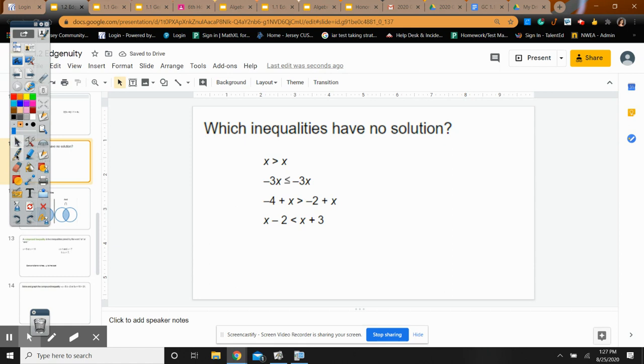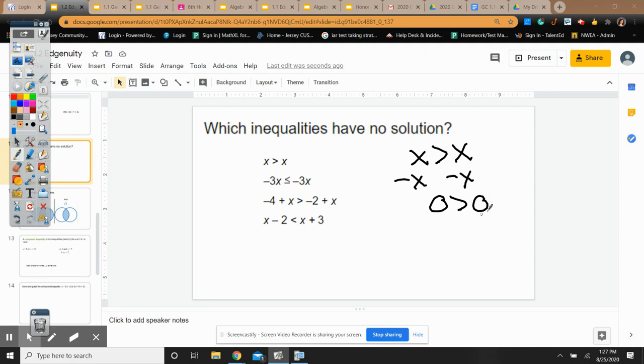Which one of these have no solutions? Is x greater than x? Well, if you get your x's together, you end up with 0 greater than 0. Is that true? Is 0 bigger than 0? No, that's false. That is no solution. How about this one?